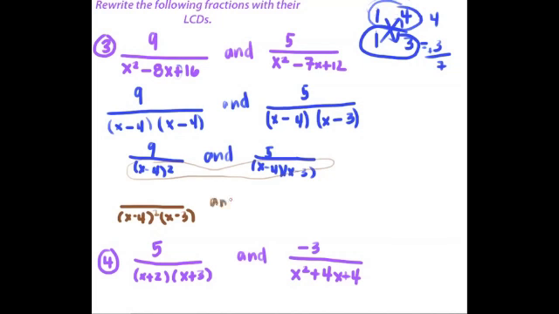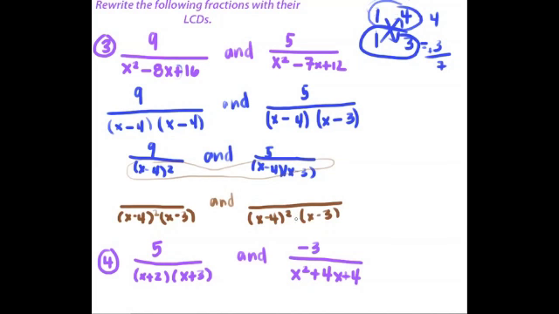And so the LCD for this is going to be x minus 4 squared, because the biggest exponent you have for x minus 4 is squared, and then times x minus 3. Remember, you want one of everything, and you want the most of that everything.